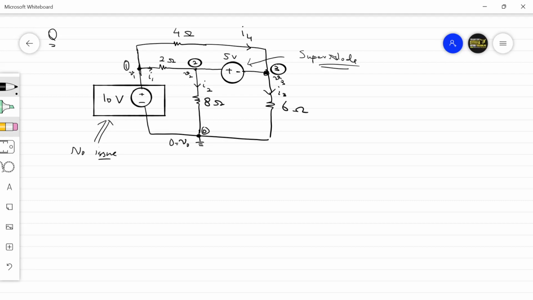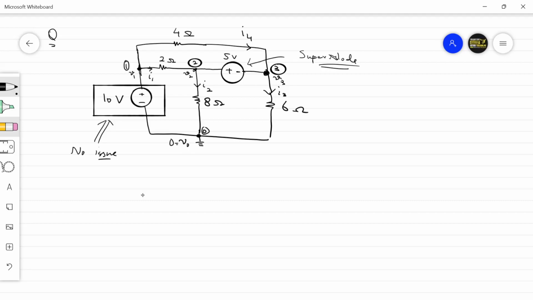So what does supernode mean? We will combine nodes 2 and 3. That means whatever current goes into node 2, the same amount goes into node 3. Node 2 and node 3 are basically the same node when we consider them as a super node.